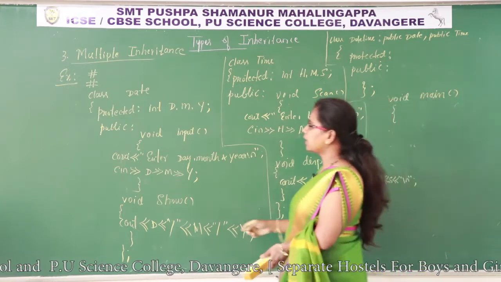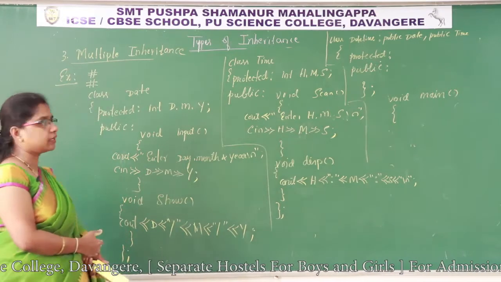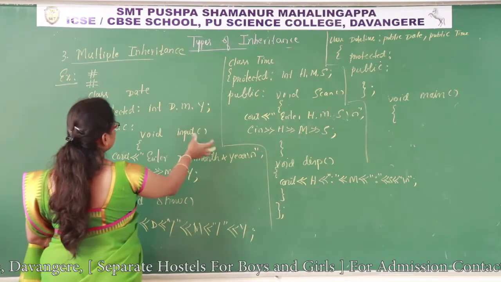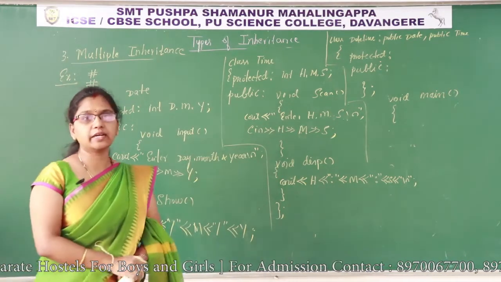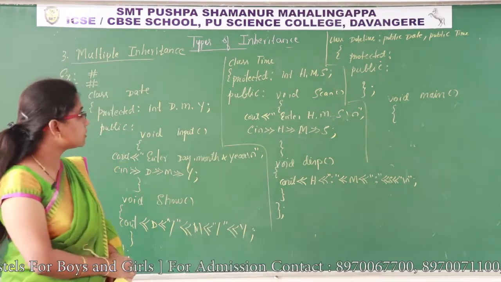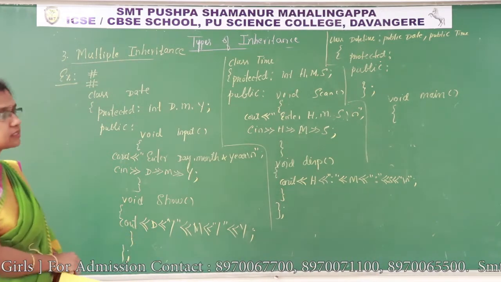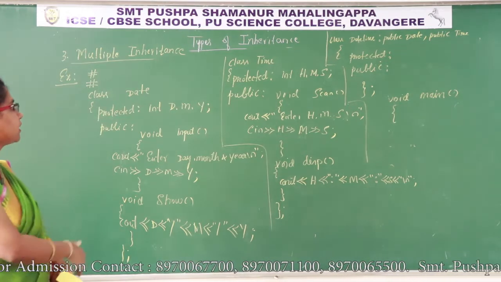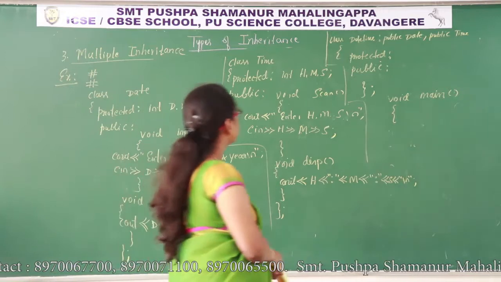So in this example I have taken class date and one more class time. These two are separate classes. There is no inheritance between these two classes, and we have inherited a class called date time, and that class is a derived class for these two classes, date and time. Through the object of that class, I can access both class date and class time members.